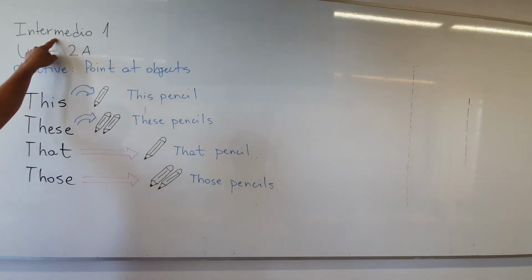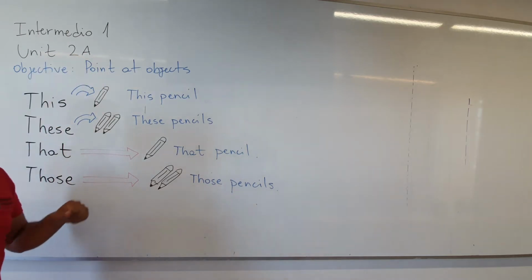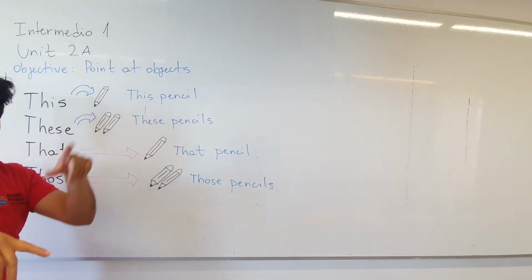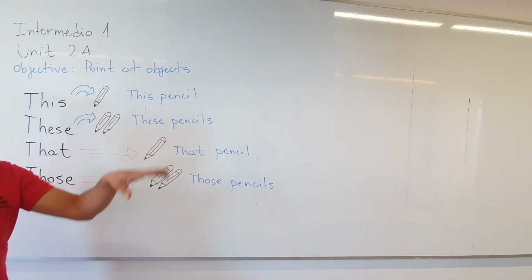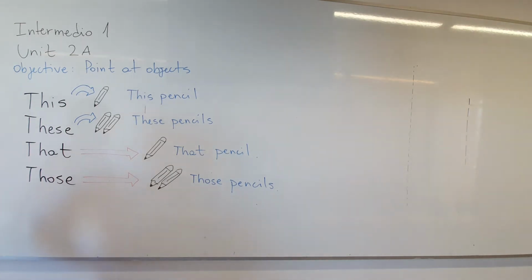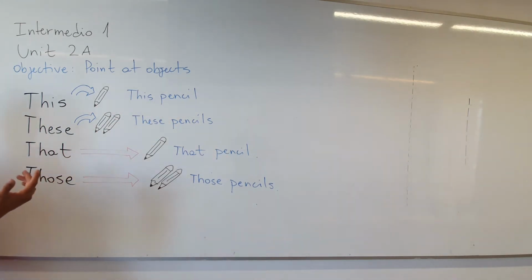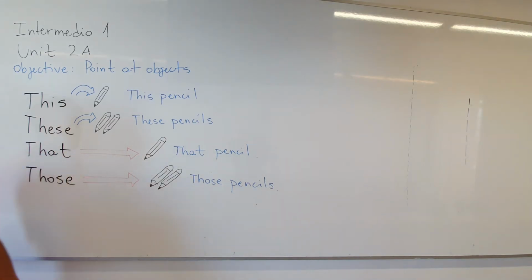Today we're going to work with Intermediate 1, Unit 2A, okay? So we're going to learn how to point at some objects to say, ese auto, ese perro, este lápiz, esas personas. So pay attention here. We have the words that we use to point at objects, to mention some objects, okay?